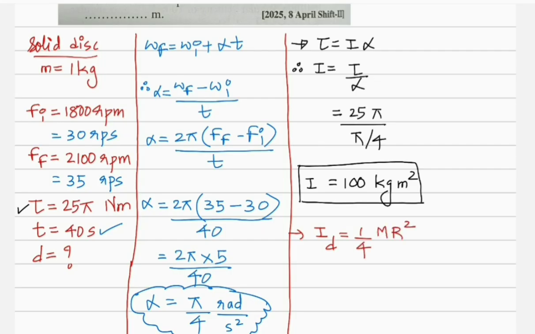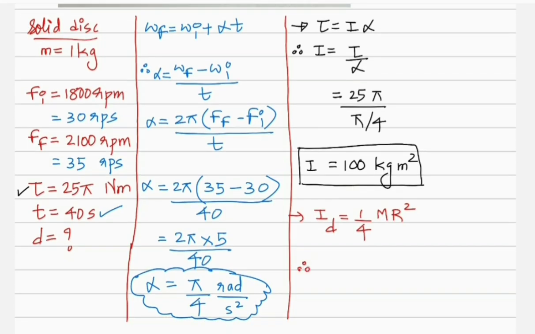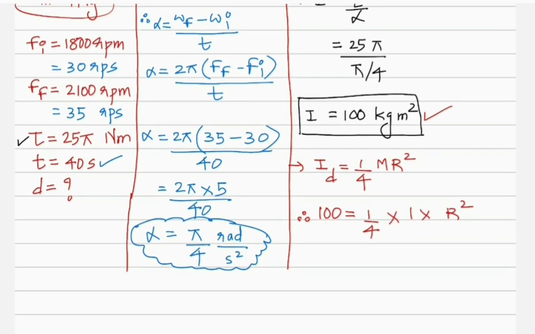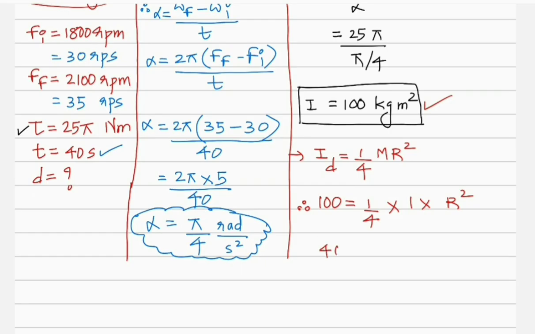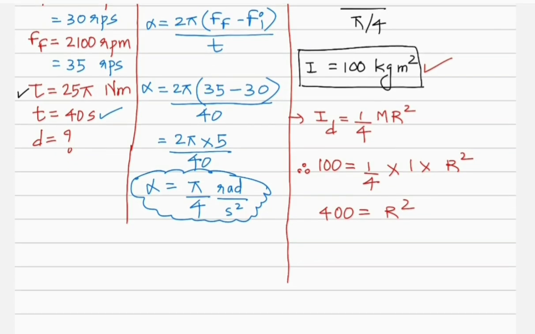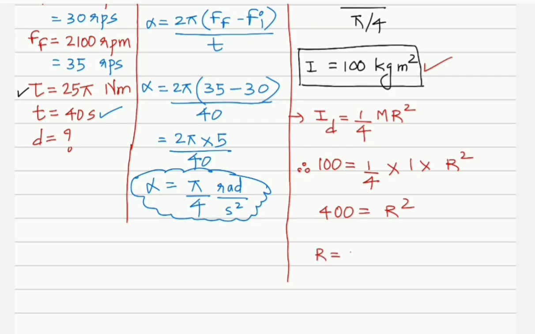Yes students, getting this? Now tell me, the moment of inertia you got is 100, this above value. 100 is equal to 1 by 4 into the given mass, which is 1 kilogram, into the square of the radius, right? So this will give you, students, 400 is equal to r square. Just taking the square root of both sides, I will get the radius, 20 meter. But let me remind you, they are demanding the diameter, right?